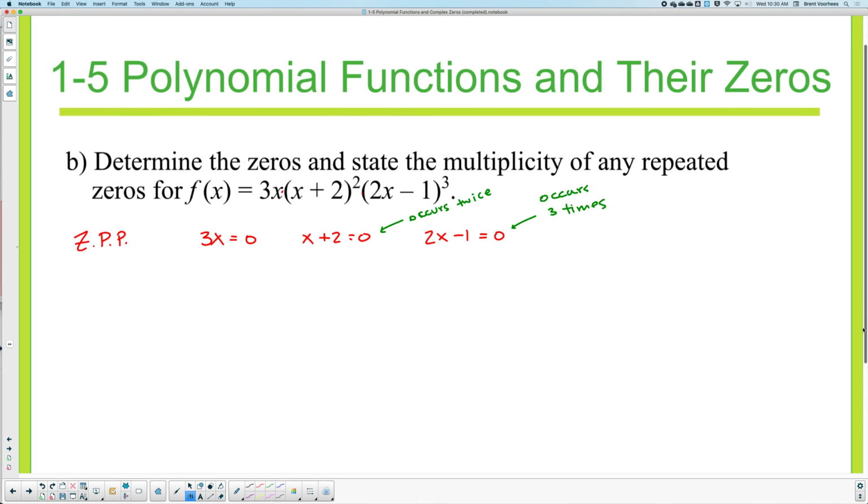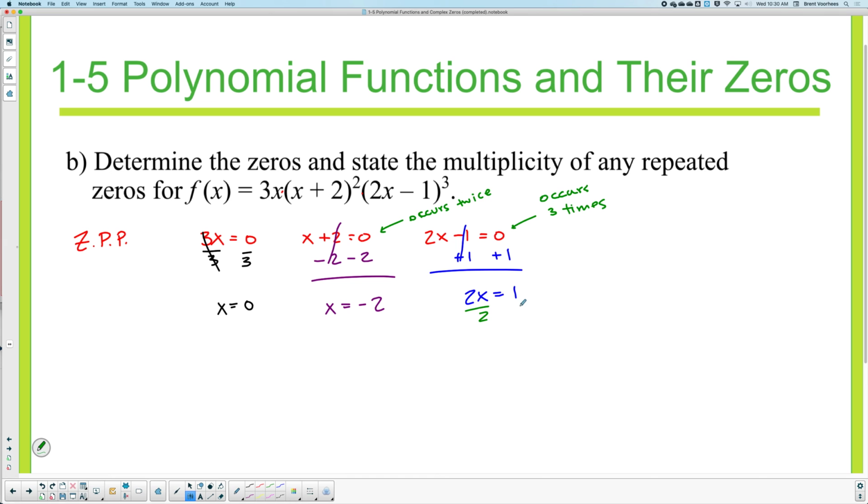Okay, let's solve. How would I solve 3x equals 0? Divide by 3. And what do we find out x equals? Good. Go to the next one. How do I solve this one? Minus 2. So x equals negative 2. Good. And finally, add 1 to both sides. 2x equals 1, and so you divide by 2, because 2 is multiplying, you do the opposites. We get x equals 1/2.